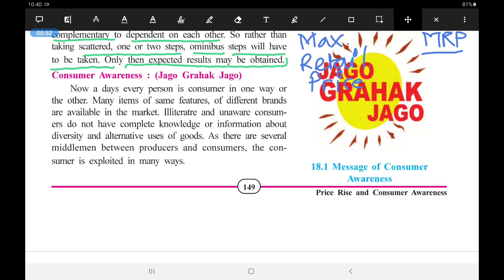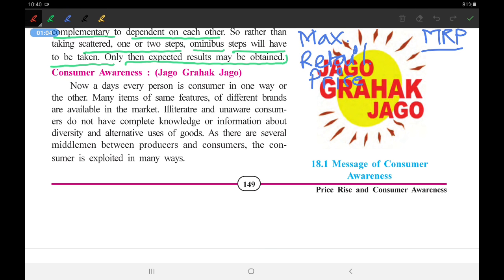That is the name of our chapter, price rise and consumer awareness. So till now we saw the first part of our chapter, that was price rise. Now we are going to deal with the second part, that is consumer awareness. Grahak Jago. You might have seen this logo on television and in many places, itself in newspapers, right? Now Grahak Jago means customer awake, which means you should be awakened, you should be aware about your rights and things.